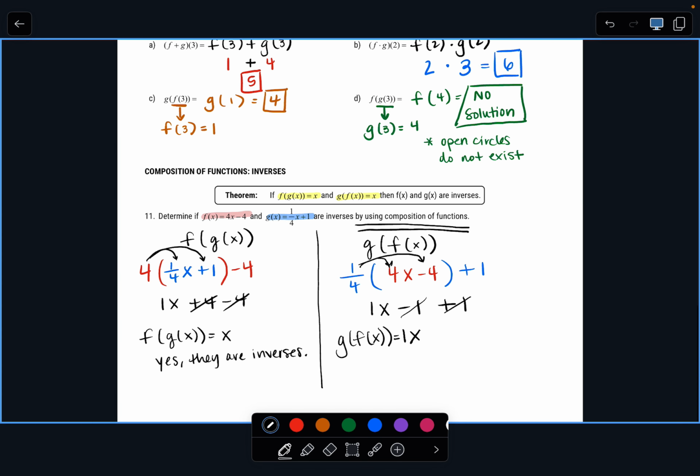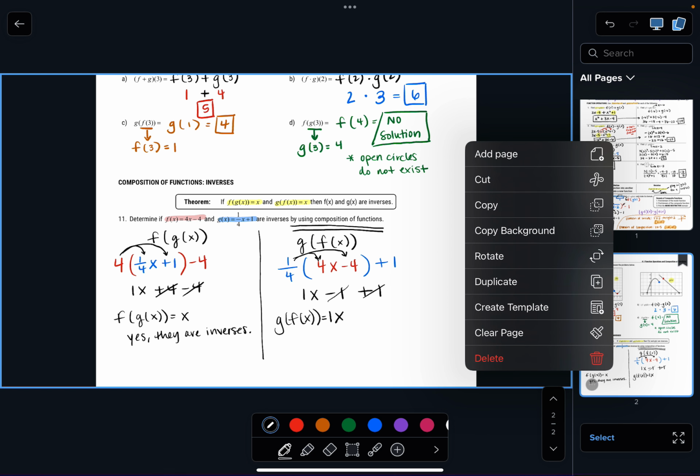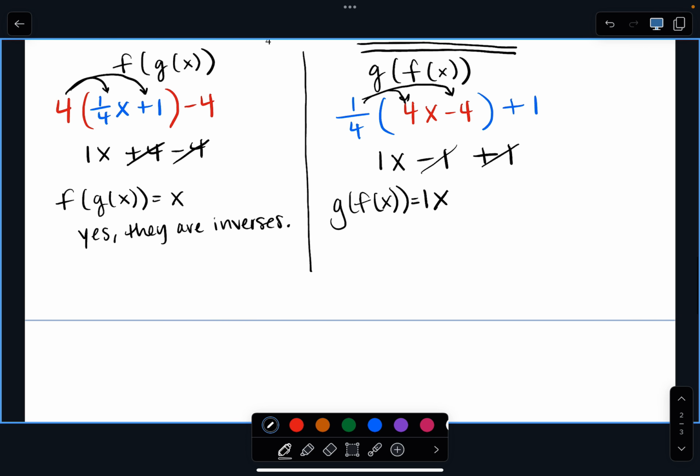If you end up with a single positive x, which let me add a page so I can scroll. Add page. If you end up with a single positive x, you come in and you say, yes, they are inverses. In your test, because you will have one of these problems on your test, you can choose either direction. You can do f of g or you can do g of f. Either way, if they are inverses, it will work out. If they are not inverses, it will be anything other than this.